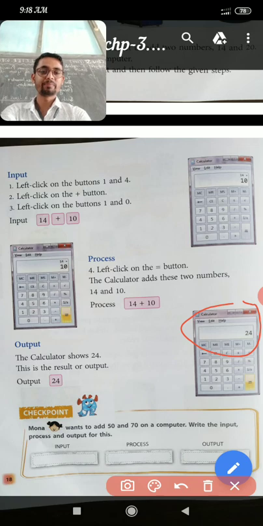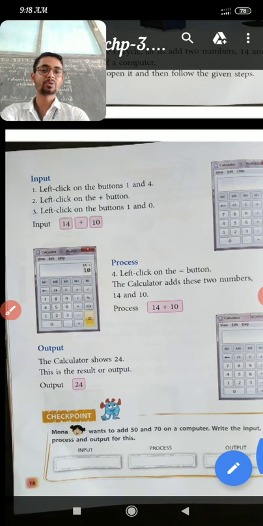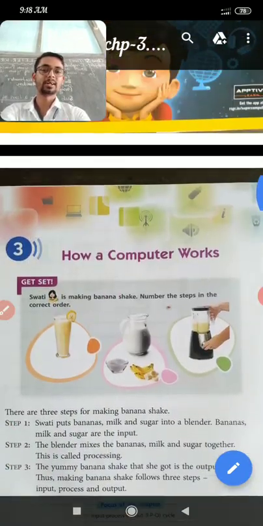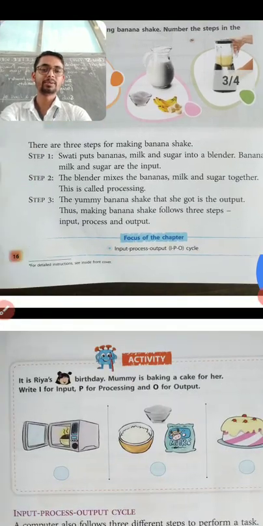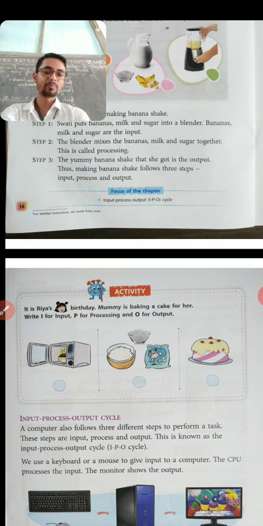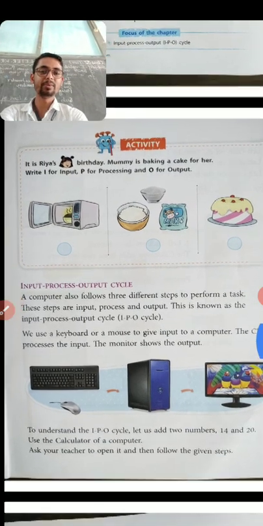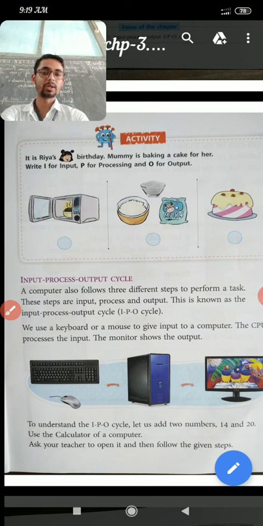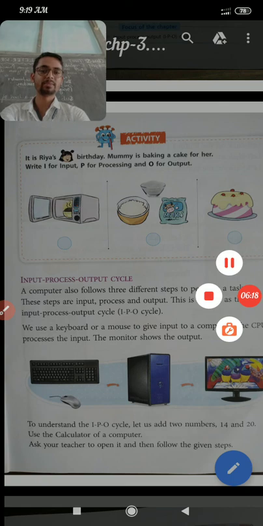So students, go through your book once. In the next class I will discuss how it works in a computer. Mainly this system is called the input process output cycle, that means IPO cycle, in short. This is the main system of a computer to perform work. So dear student, read it through your book, and we will discuss it in the next class.